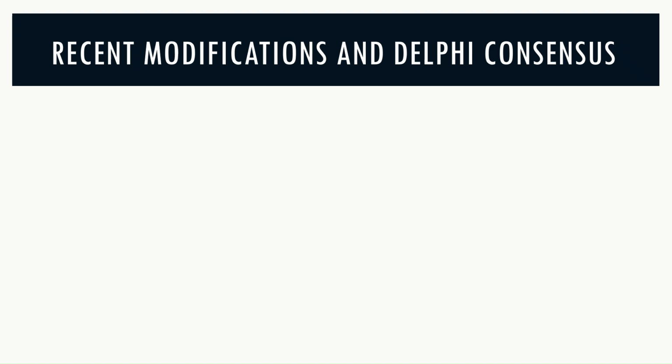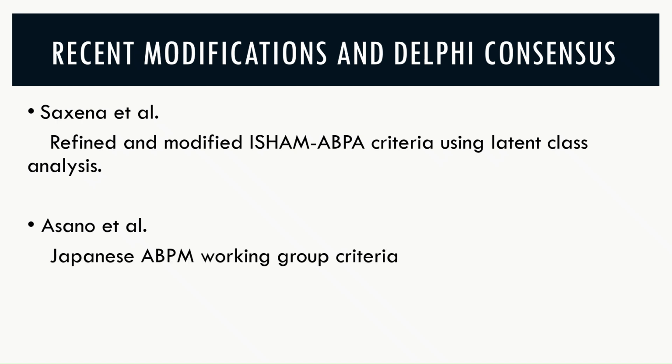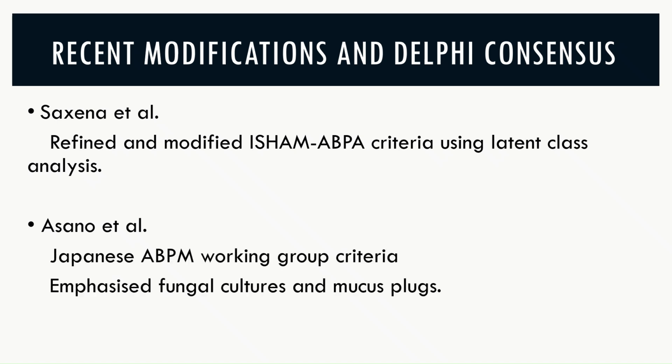Recent modifications and Delphi consensus. Subsequent studies attempted to refine the ISHAM criteria. Saxena and colleagues modified the ISHAM criteria using latent class analysis. In addition, Asano and colleagues from the Japanese ABPM working group proposed criteria that emphasized fungal culture and mucus plugs.